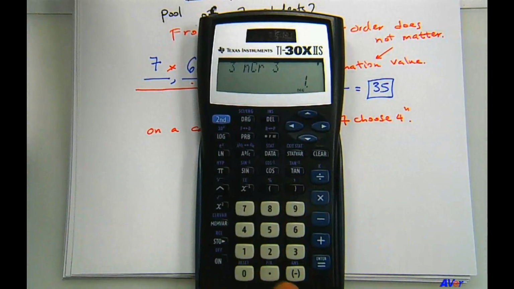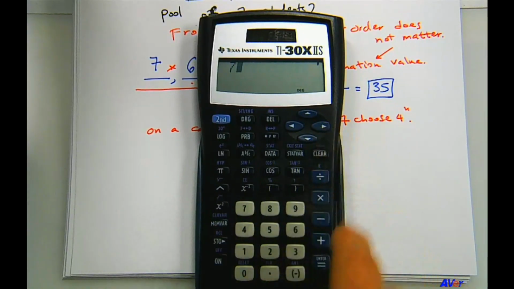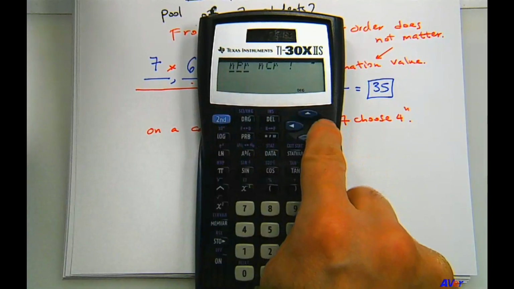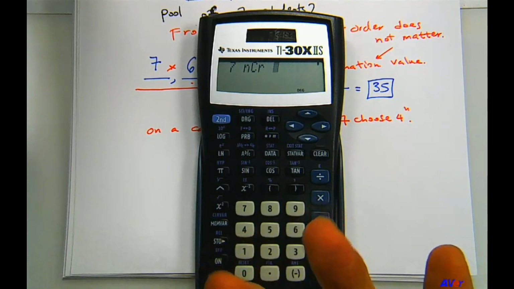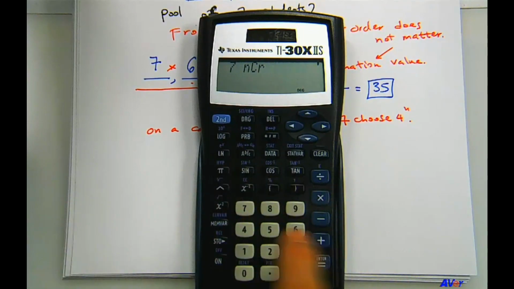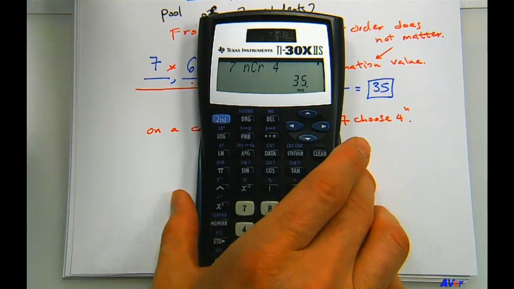So I'm going to enter 7 first. Then I'm going to hit the PRB button. I don't want permutation. I want to pick combination. I'm going to hit the enter button to select combination of events. And we're picking 4 out of the 7. So 4, and then press the enter key. And you get 35. So that's another way of calculating combination of events.